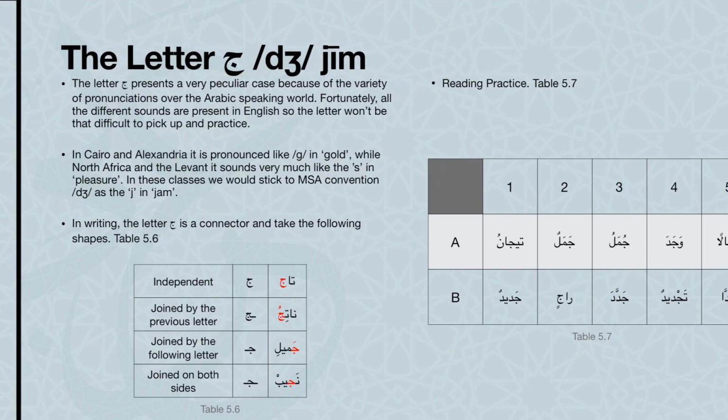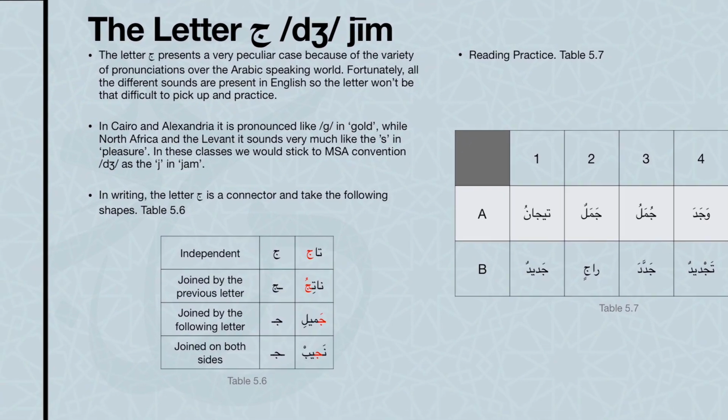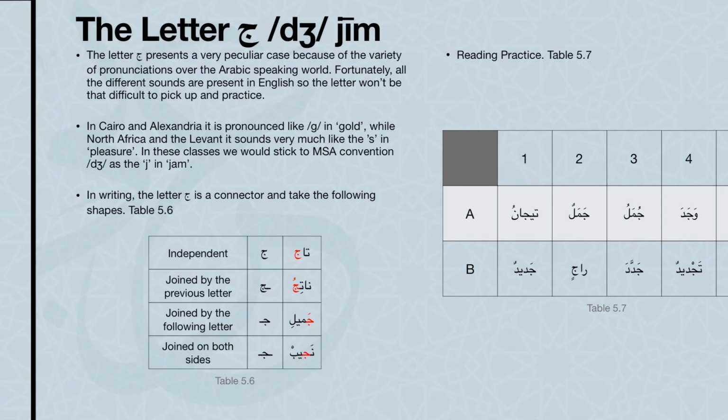To not confuse ourselves, we're going to stick to the MSA convention, pronouncing it as j, j, as in jam. Of course, as we remember, the letter Jim is also a connector. This is a convention, but at this point we've got used to it.